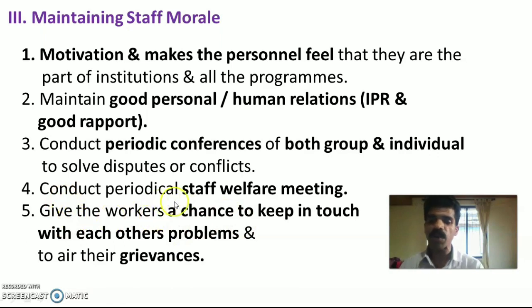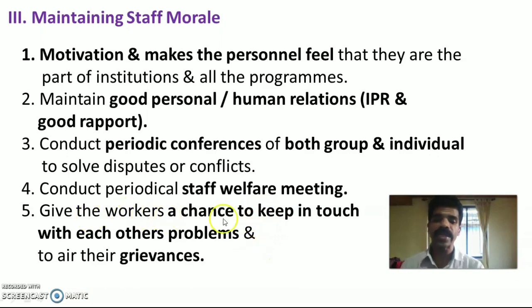The last function is give the workers a chance to keep in touch with each other's problems and to air their grievances. So discuss the problems between the staff in the presence of all the subordinates or staff. Let them understand the problems of each and every one and let them share their feelings and problems with others, like a team approach, and let them have a we feeling.